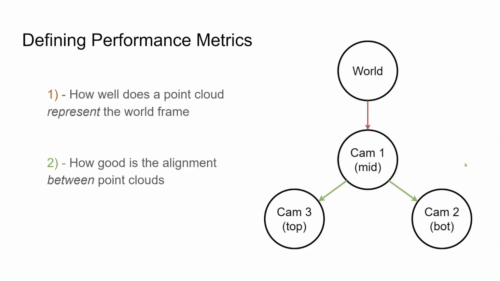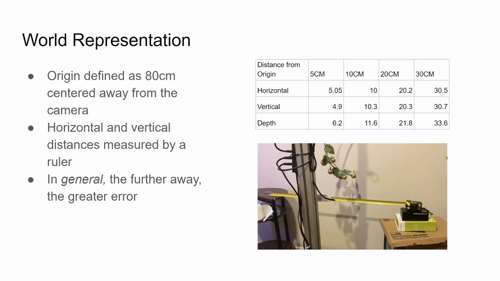As for how we could improve the reconstruction, I came up with 2 performance metrics. Firstly, how well does a point cloud represent the world? And secondly, how good is the alignment between point clouds? To test the world representation, I held out a measuring tape and compared projected and real distance. In general, distance perception in the horizontal and vertical axis was pretty great, but depth perception was pretty bad, up to 10% at 1 meter.